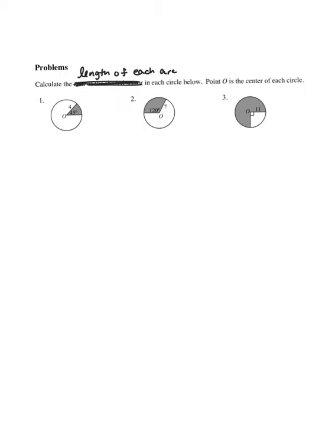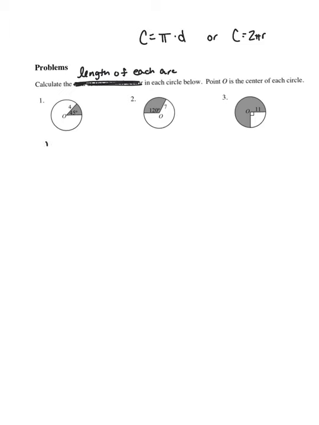Now I'm going to take these same problems, but instead of finding the area of the sector, I just changed it quick to calculate the length of the arc. So the length of the arc is based off of the circumference, equal to pi times the diameter, or 2 pi r, either equation works. And just like with the area of the sector, I'm going to take the fraction of the circle.